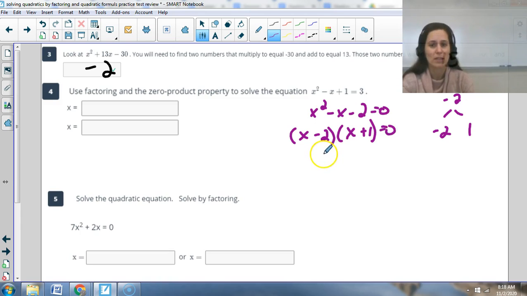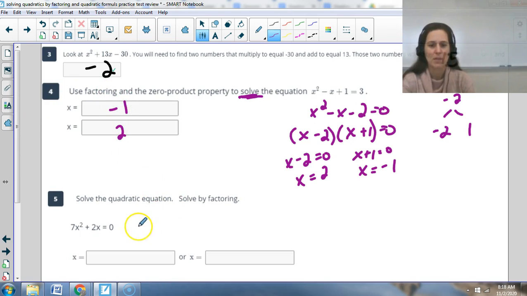But we have to solve it. It's asking for you to solve, which means solve for x. So that means x minus 2 is equal to 0 and x plus 1 is equal to 0. When they say zero product property, all that means is that each of these has to equal 0 because something times 0 has to equal 0. So that means x equals 2 and x equals negative 1.